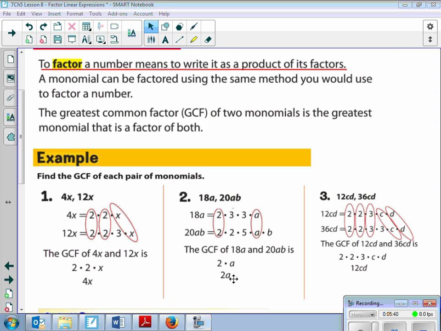Okay? And the same thing with example 3. You break it into its prime factors. Both terms, both monomials, break into their prime factors. Circle what we have in common and multiply them together. So here, 2 times 2 times 3 times c times d. That's going to give me 12cd.